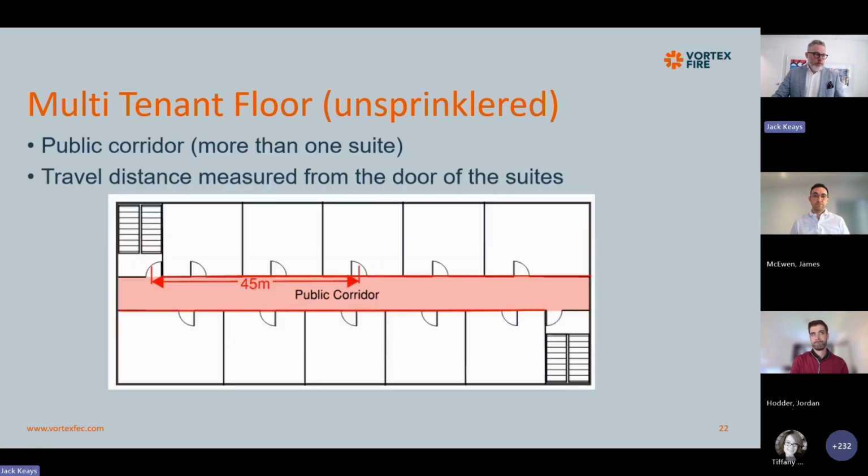I think that is same thing again. Public corridor, travel distance measured with the door, it's the same. The unsprinklered condition would trigger it to be required.